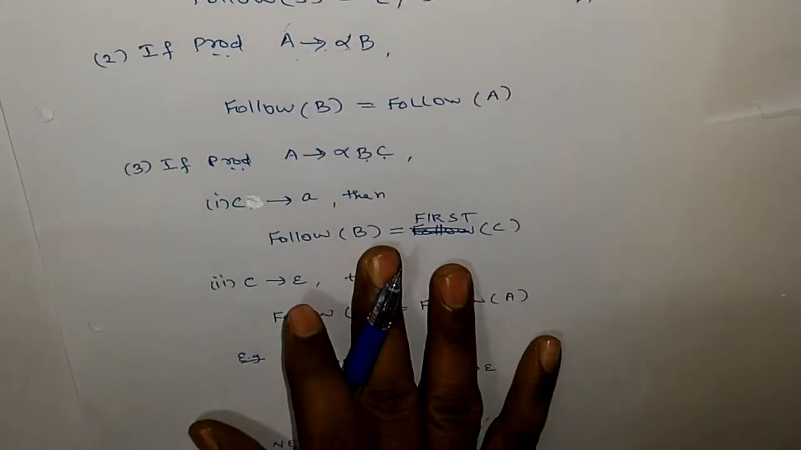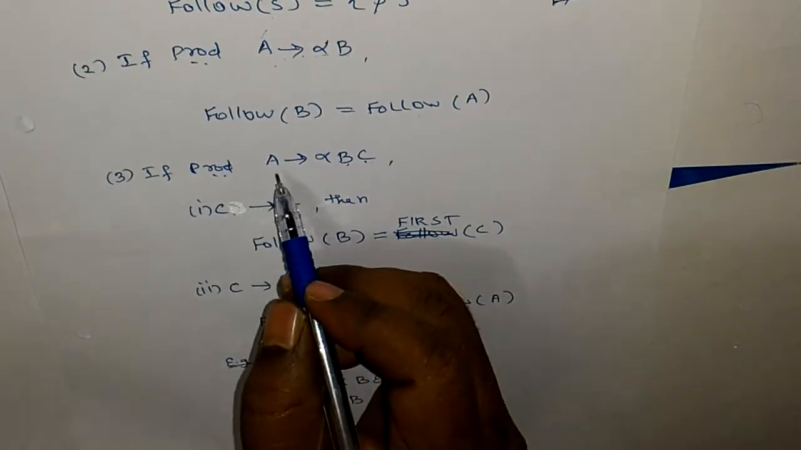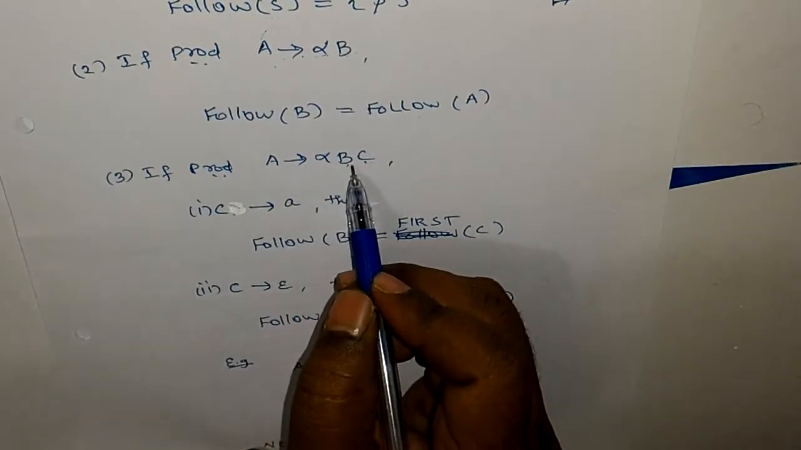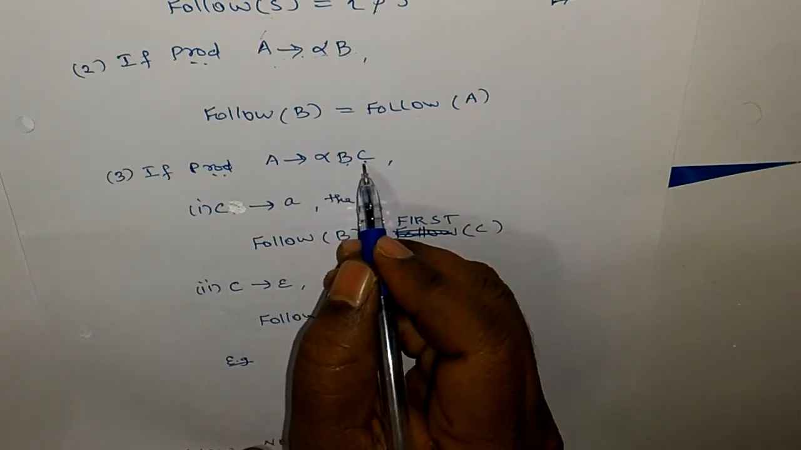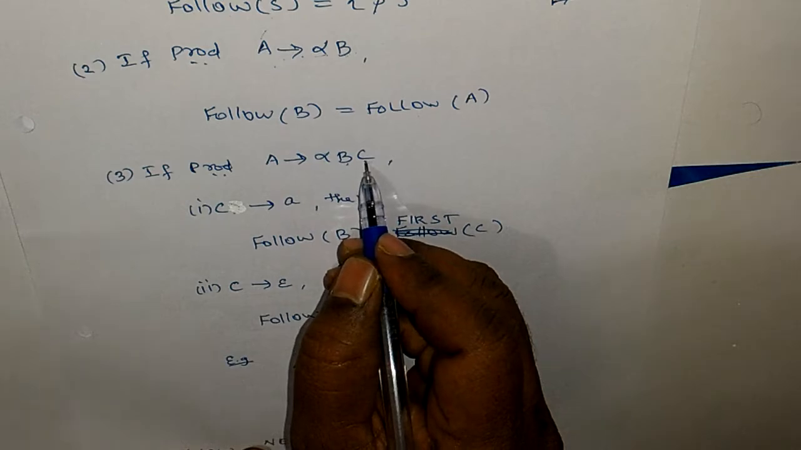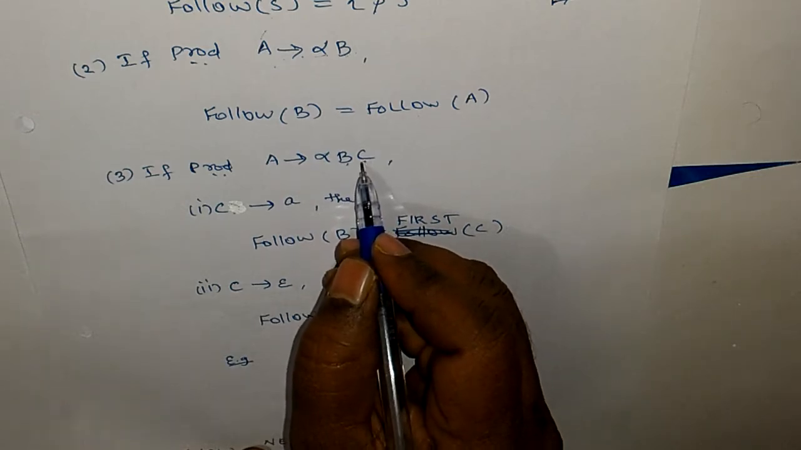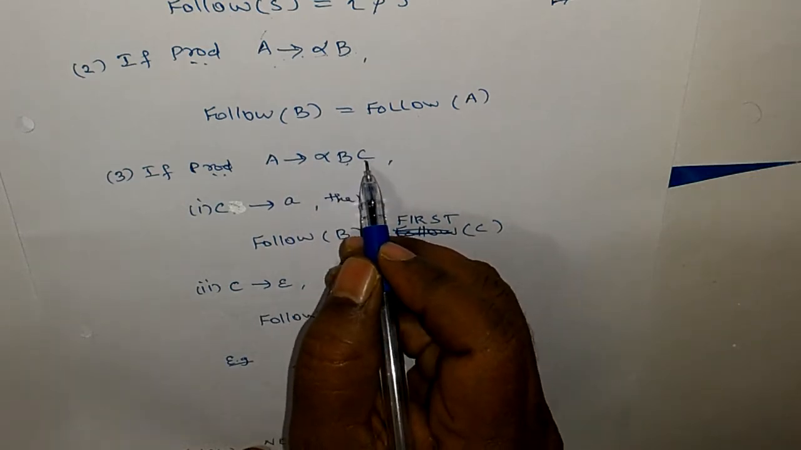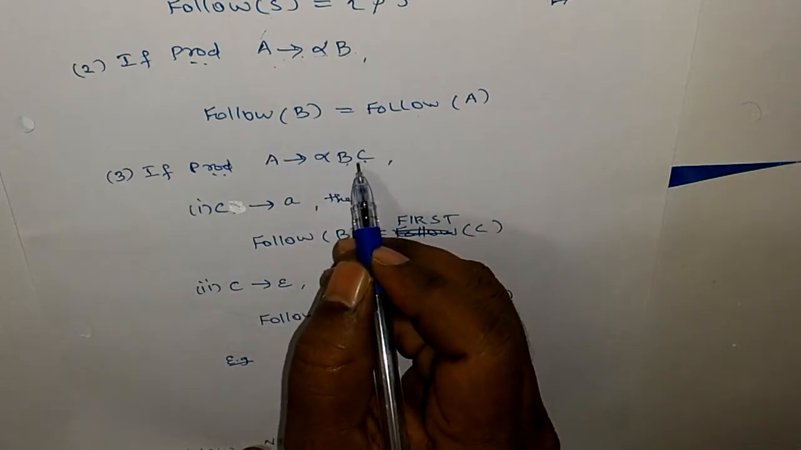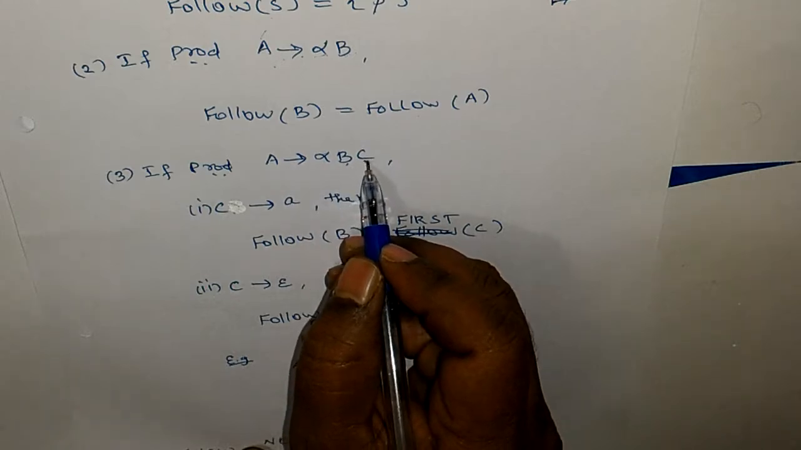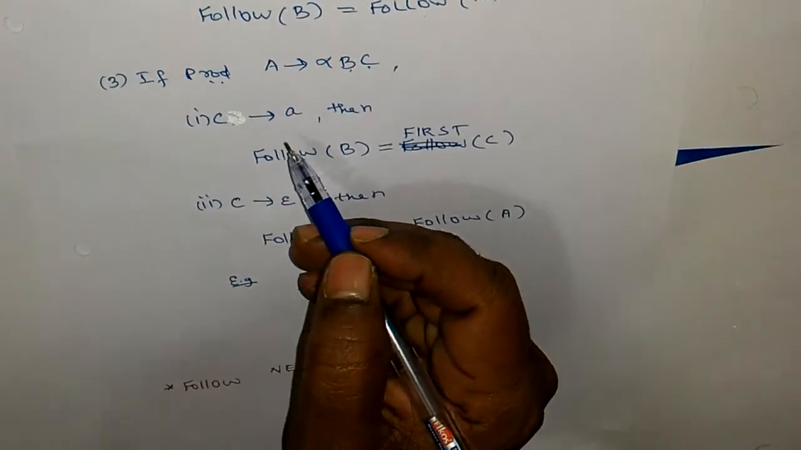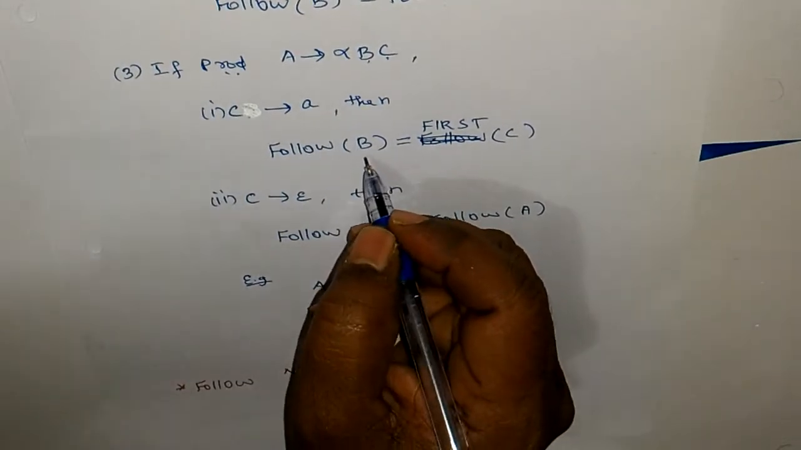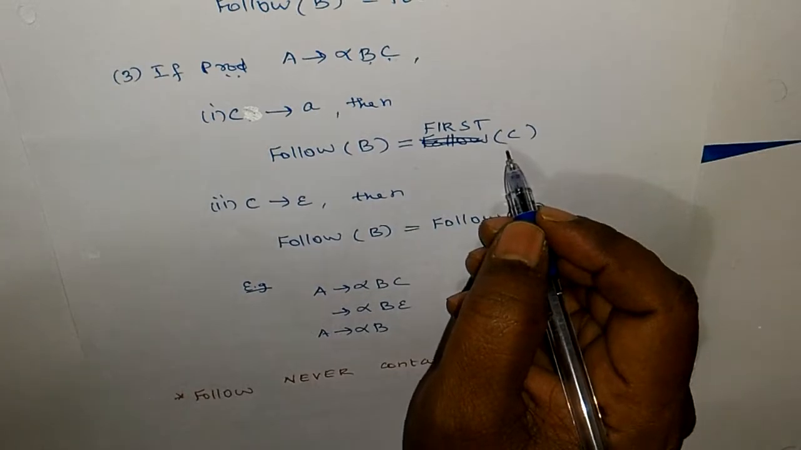Then if production A derives alpha B C, here follow of B will be first of C, since it is the variable. If it is the terminal, then follow of B will be the terminal, but here it is the non-terminal, so follow of B will be the first of C. So if C is terminal, then follow of B will be the first of C.